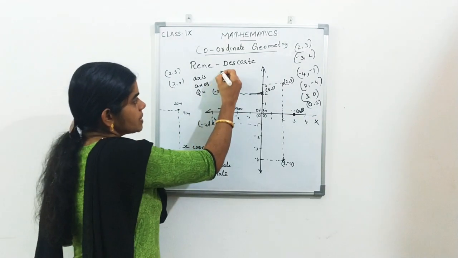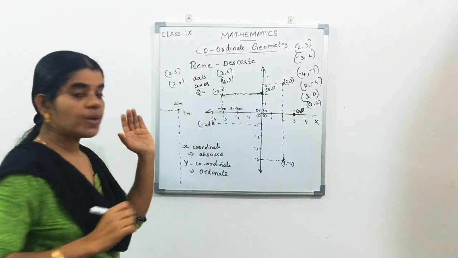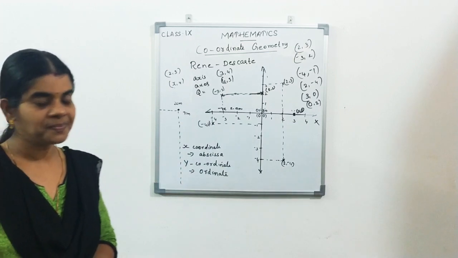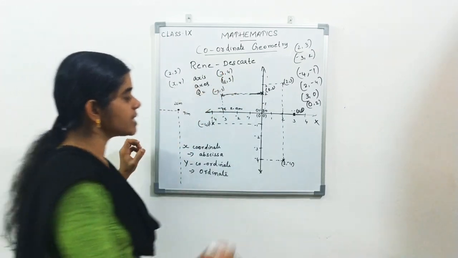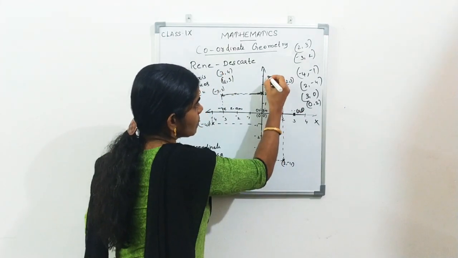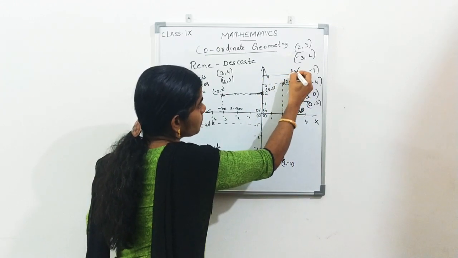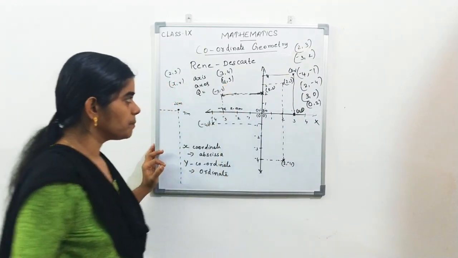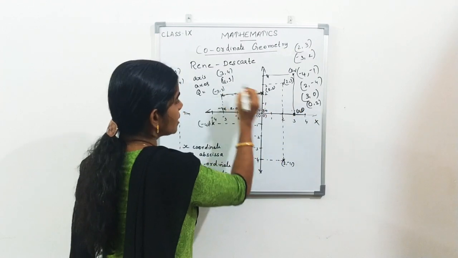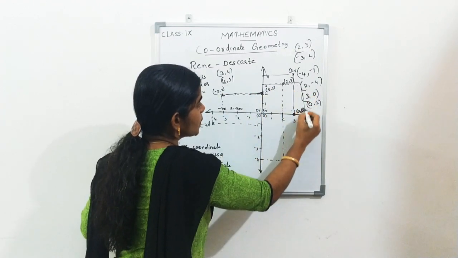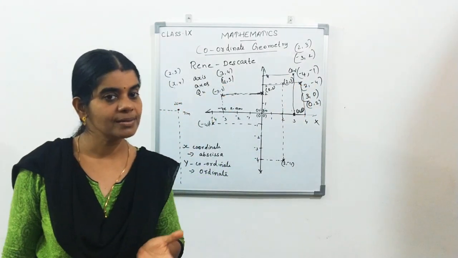Suppose that 3 comma 4 and 4 comma 3, these two are same or different? Surely it will be different. Here x is equal to 3 and y is equal to 4. The point will be here. This will be 3 comma 4. Next I told 4 comma 3. X is 4, y is equal to 3. Where will be that point? 4 comma 3 will be here. Therefore 3 comma 4 and 4 comma 3 are not same.